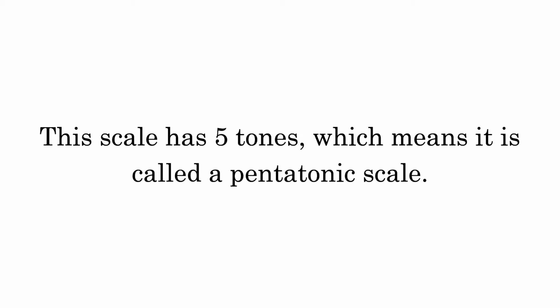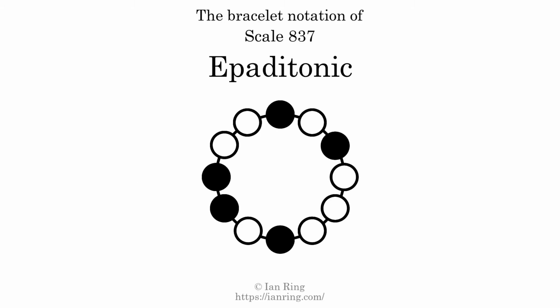This scale has 5 tones, which means it is called a pentatonic scale. This is a bracelet notation diagram of scale 837. The shaded circles represent tones that appear in the scale, and they are read clockwise, starting at the top.